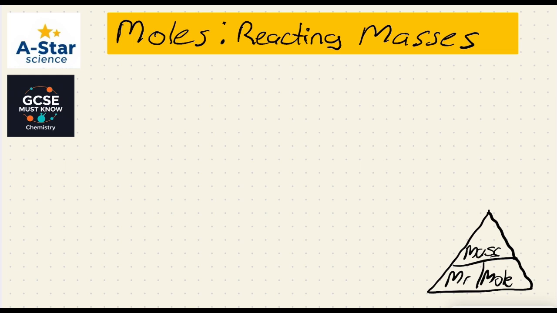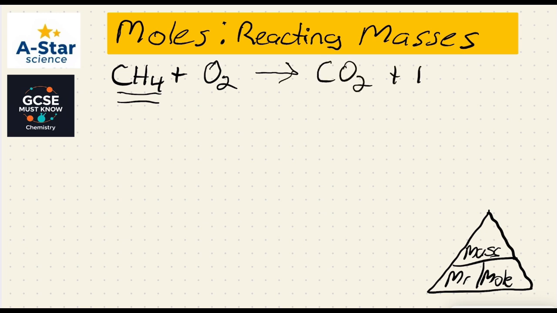So let's look at a different equation. Let's look at the combustion of methane. This is methane here. Combustion means it reacts with oxygen and it's going to form carbon dioxide plus water. In this case, carbon dioxide plus water.